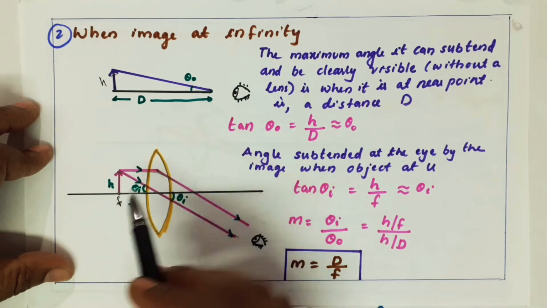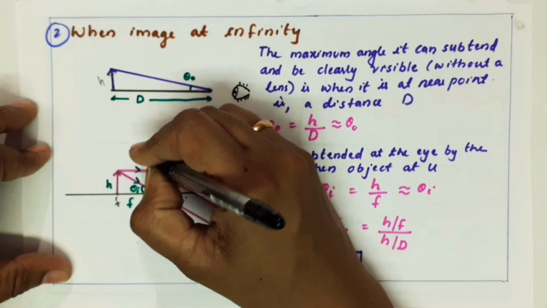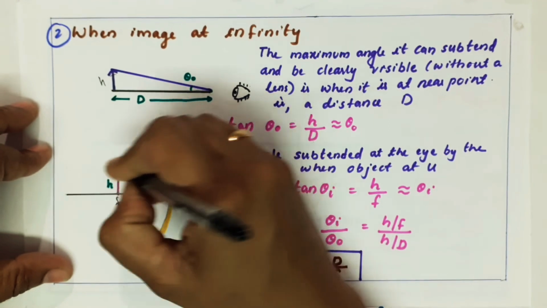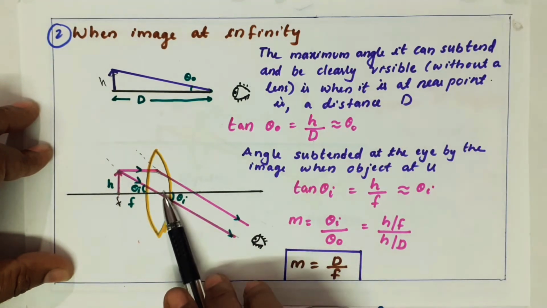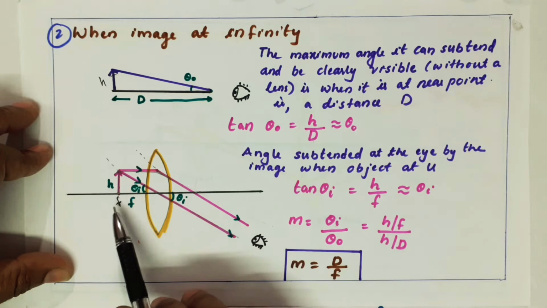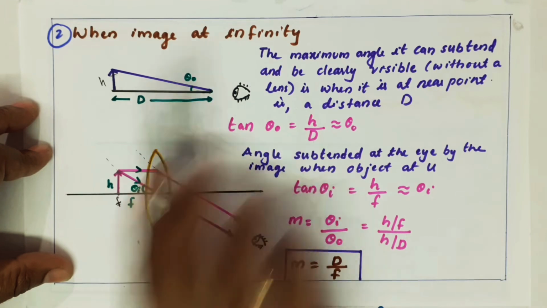When your object is at focus, where should the image be? At which point only? It won't intersect. You see, the rays will go like this only. So it means that they will intersect at infinity. So in the second diagram, your object is at focus. Why am I taking this? Because they gave it clearly that your image is at infinity.